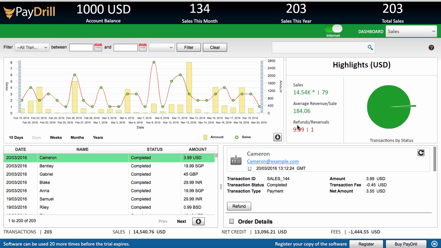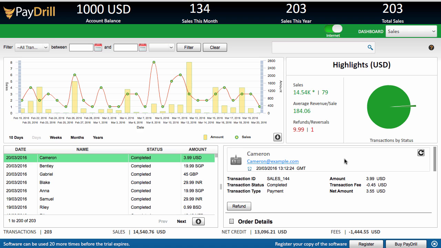You can see your refunds and reversals, and this is an important stat. PayPal basically keeps track of how many refunds you've generated, and if you've generated too many refunds, then they can seize your account, they can stop your account. So you can keep track and make sure that people aren't refunding.